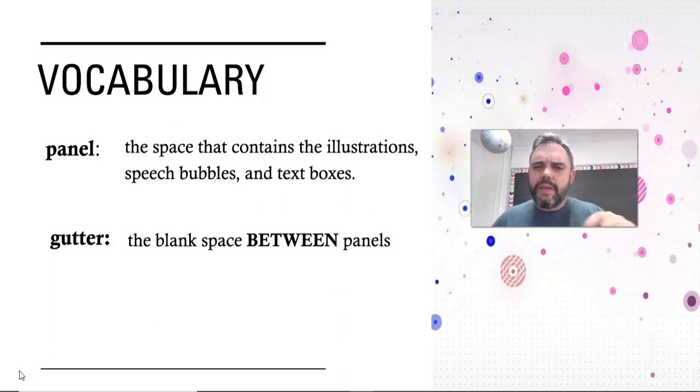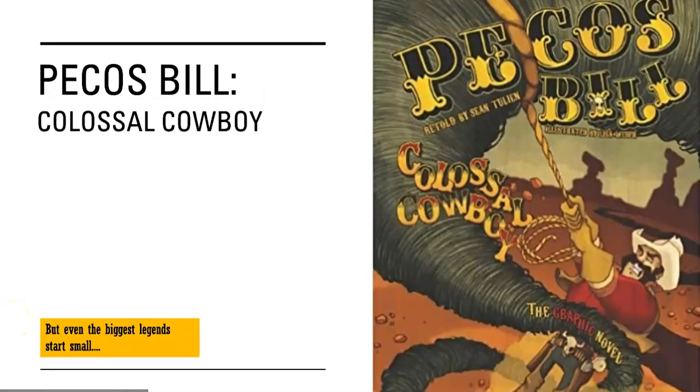All right, now that we got that settled, let's move into the fun part of our activity. Let's move into an example. Our example comes from one of yesterday's books, Pecos Bill, Colossal Cowboy.